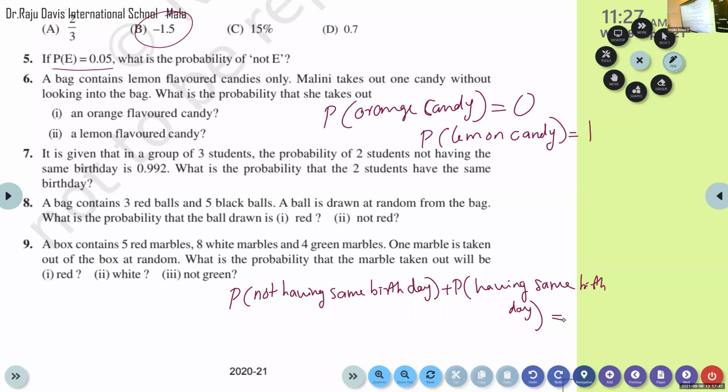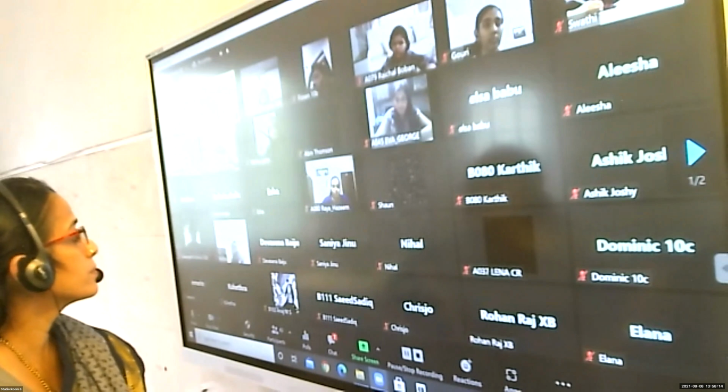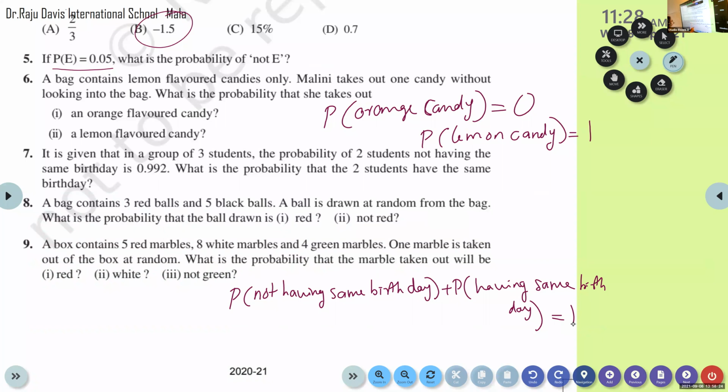Probability of not having the same birthday plus probability of having the same birthday equals what? E and not E. Equal to 1. And the probability of not having is given: 0.992 plus the probability of having the same birthday is equal to 1.